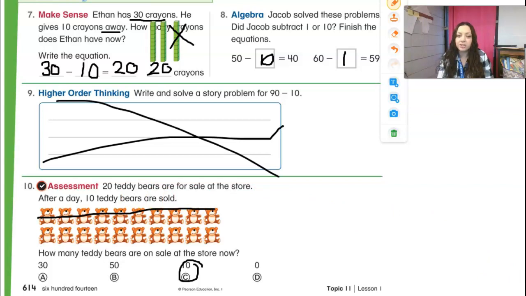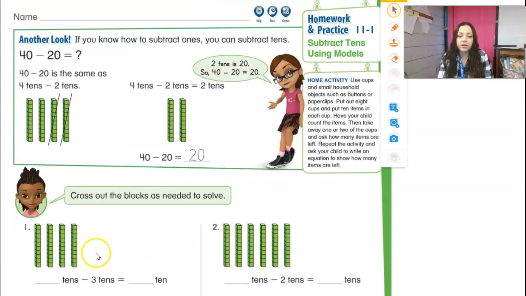All right, let's see what you guys are going to do for your homework. All right, for your homework, you just have 2 problems down here, and look at the instructions. It says cross out the blocks as needed to solve. So look, if it says how many tens you have at first, so you'd say 1, 2, 3, 4, and then it's telling you to cross out 3 tens and answer it, okay? So you're going to answer those 2 problems that way.